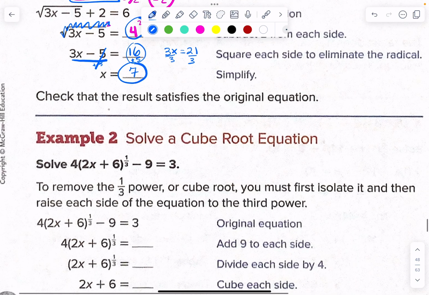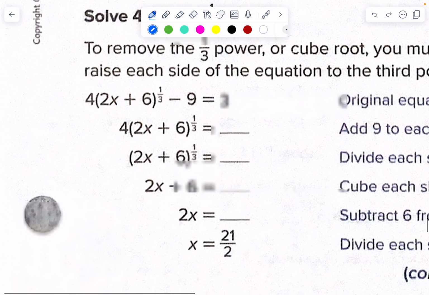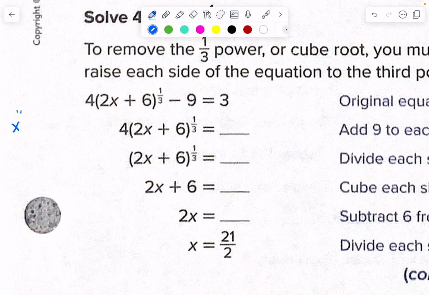All right, going down to example 2. Here's the deal. They sometimes will do this to you, the 1/3 power. And what that means is the 1/3 power means the cubic root. The 1/2 power means the square root. Maybe I should write that over here. Like x to the 1/2 power equals the square root of x. Write this down. X to the 1/3 power means the cubic root of x.